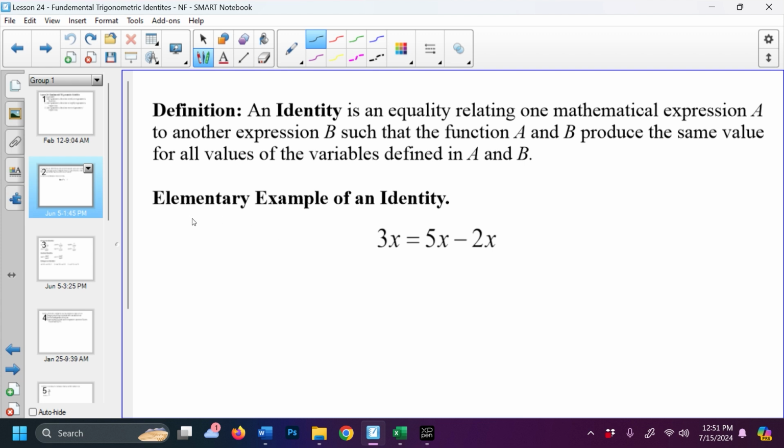But an elementary example of an identity is 3x is equal to 5x minus 2x. Now, most people can say, okay, this simplifies down to this one, and that is true. But it is still an identity because any value that you plug in for x works. Let's say I pick 4: 3 times 4 on that side, and 5 times 4 minus 2 times 4 on the other. I would end up with 12 here, and then 20 minus 8 is 12 again. That is what an identity is.